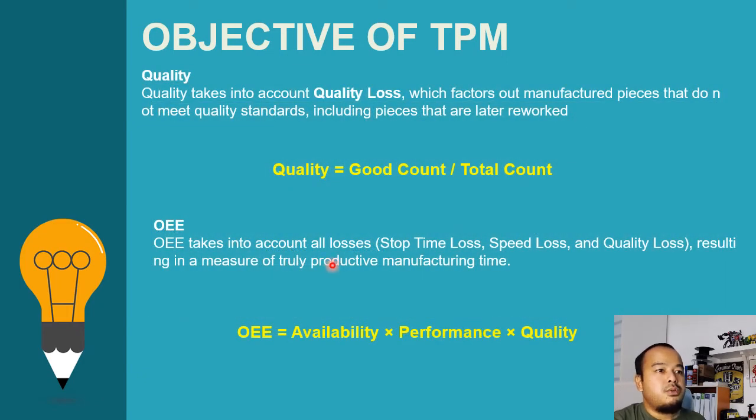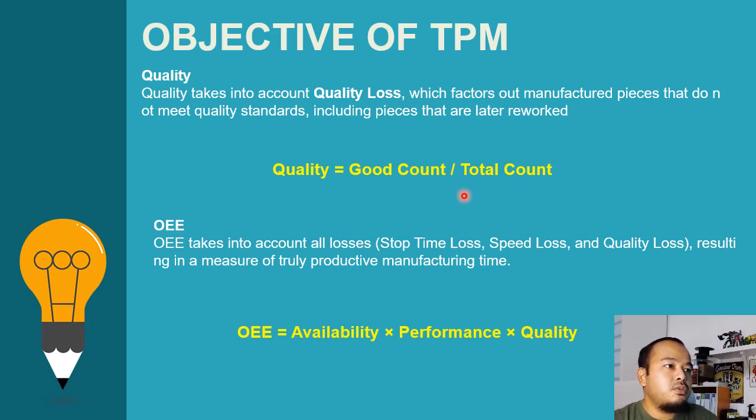Next we talk about quality. Quality takes into account quality loss, which factors out manufactured pieces that do not meet quality standards, including pieces that are later reworked. It is easier: quality is the good count, the good parts, divided by total count. For example, out of 300, you got 250 that are good with no defects. So 250 divided by 300 gives you the quality percentage.